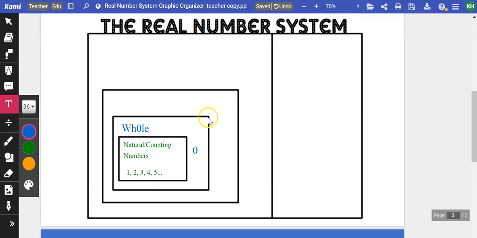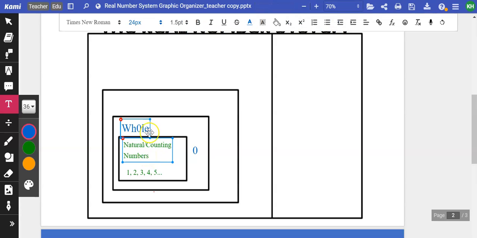How this is set up is that this box right here encompasses the natural counting numbers box, or you could say it surrounds it. And that's because the whole numbers include the natural or counting numbers. What I mean is that these green numbers, 1, 2, 3, 4, 5, those are natural numbers and they're also whole numbers. The whole numbers, though, they also include 0. Now, natural counting numbers do not include 0. That's why 0 has to be in this outer box.